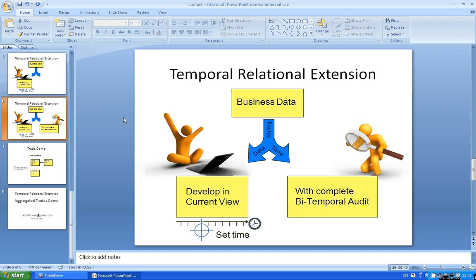All the operations that we perform in the current view are completely audited with a full bitemporal audit that we can go back to view at a later time. This is all done with complete referential integrity at all times.